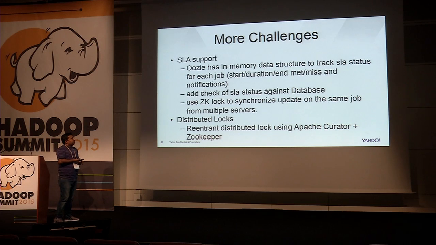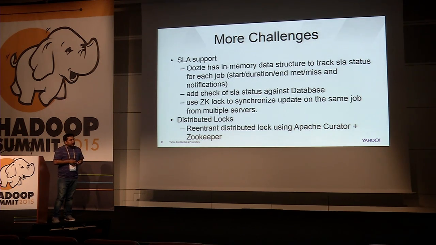There are some more challenges in terms of SLA support. Oozie also has SLA support, where you can specify some SLA attributes on the job, saying that this job should start in 5 minutes, should end in 10 minutes, and should run for a maximum duration of, say, 8 or 9 minutes. You can specify those components in the job itself.